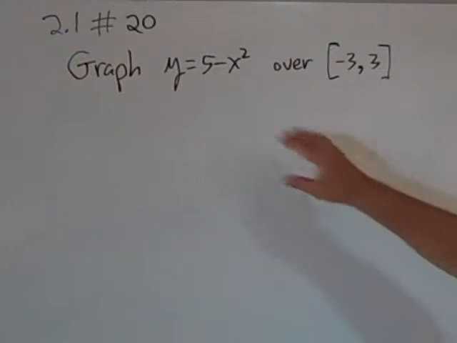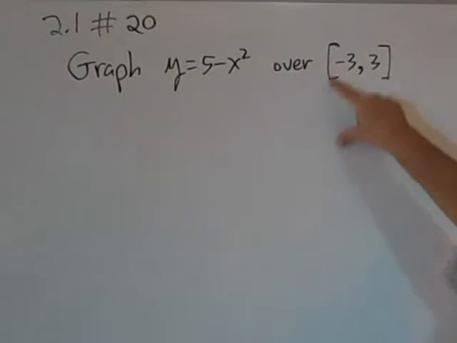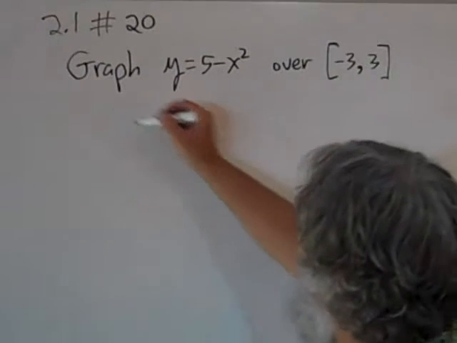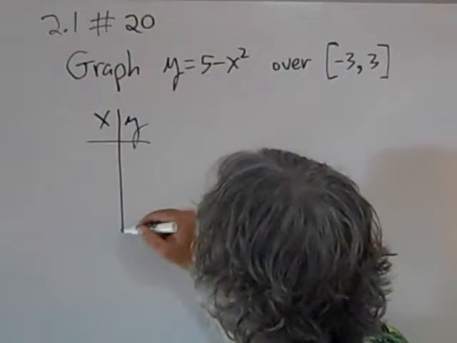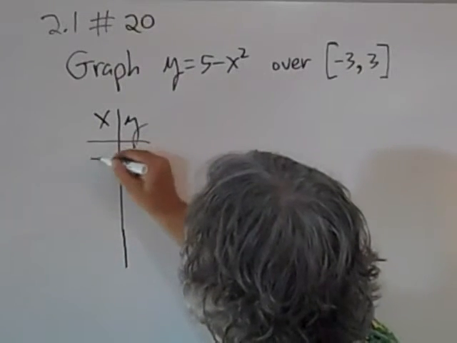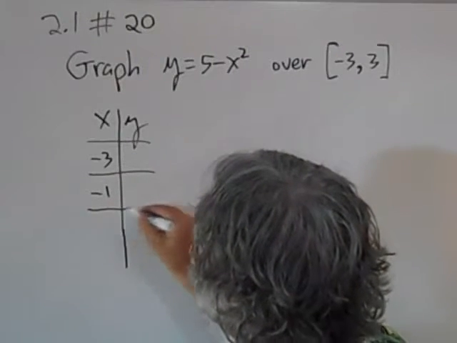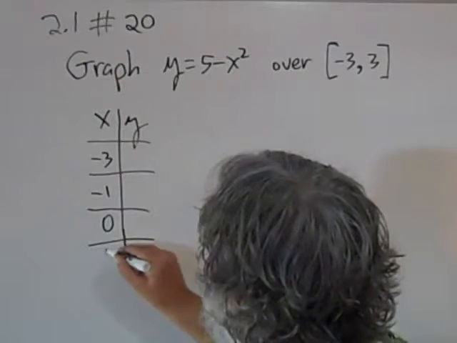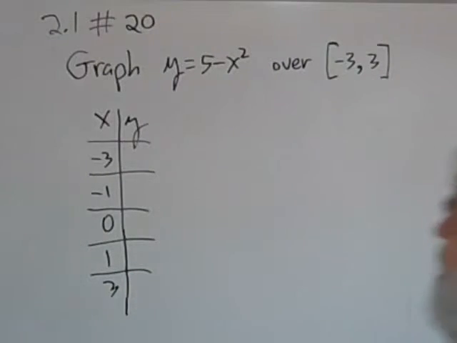Okay, we're supposed to graph here y equals 5 minus x squared over the interval from -3 to 3. So we'll start with a little xy table, with x and y values. From -3 to 3, so let's go -3, -1, 0, 1, and 3, for example. And that should be enough points to get a good idea of the graph.